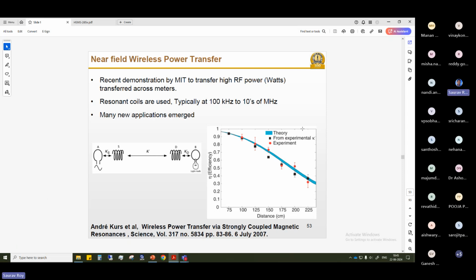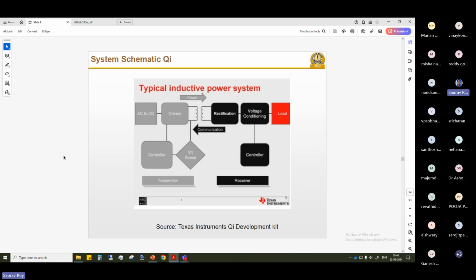So as you see, the plot of efficiency versus distance falls very drastically. That is quite understood, right? Because as you go far away, the fields will decay more and more, so you will have very little energy collected at your receiver end. That's why it's called near field wireless power transfer, and it works in the lower frequency range also.